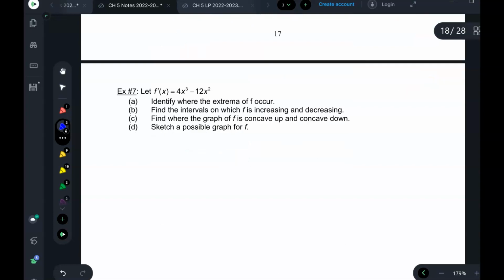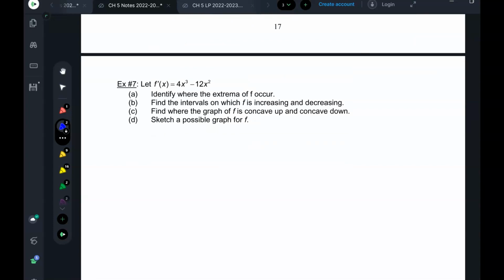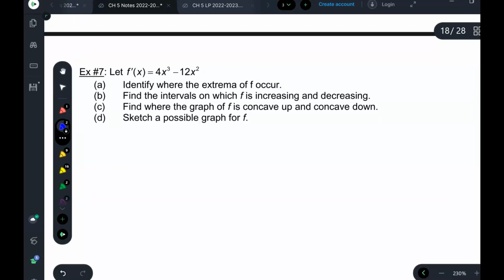Okay, last example. We're going to put it all together. Yay! That makes it any better. You don't know if it makes, no?